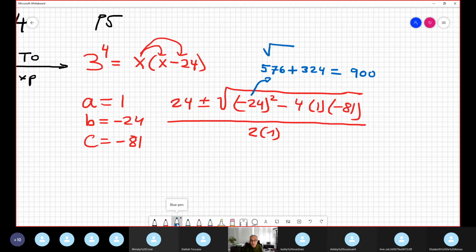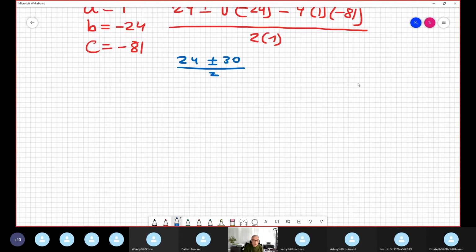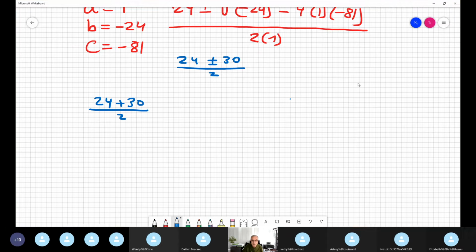Okay, and the square root of 900 is 30, because the square root of 9 is 3, no? The square root of 100 is 10. 3 times 10 is not necessarily calculated. So we have so far 24 plus or minus 30 divided by 2. Okay, you separate it in two pieces. It's 24 plus 30 over 2 and 24 minus 30 over 2.